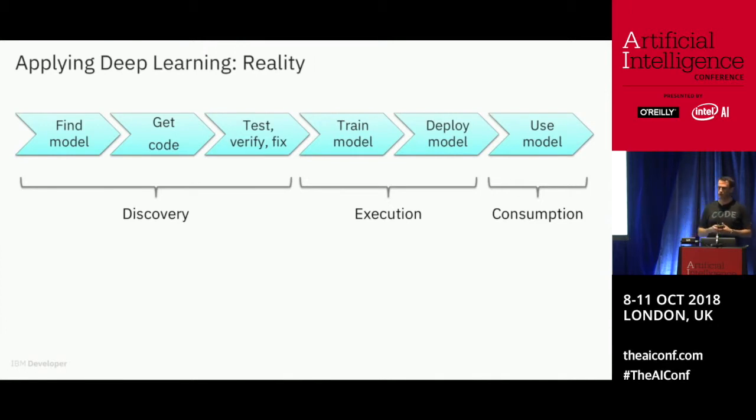And there are three larger phases here: discovery, execution, consumption. So in discovery, you have to go and find a model out there somewhere. You have to get the code or get the model. You have to test and verify that model and fix any issues that you find. Then in the execution phase of the process, you need to either train the model on your own data, or if you can find a pre-trained model that does what you need, you can just deploy it. But once you've trained the model, you would also need to go and deploy it into your application. And the final phase is consumption. Once it's deployed, you need to use that model in your application to do something in the real world.